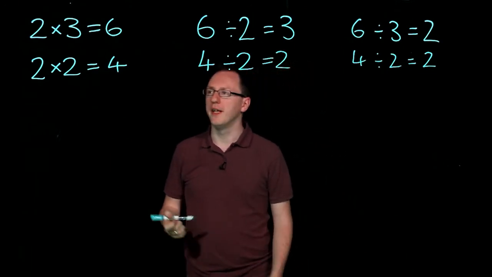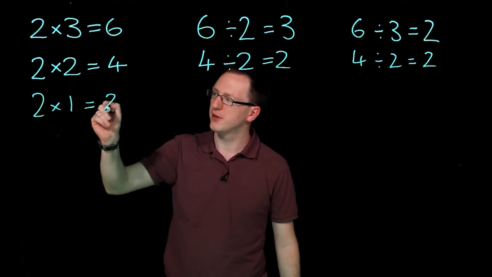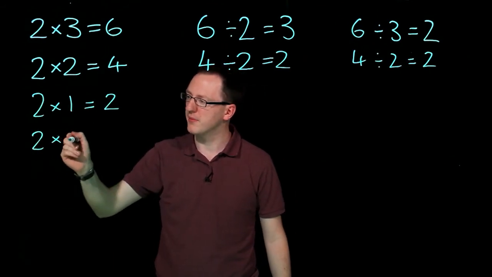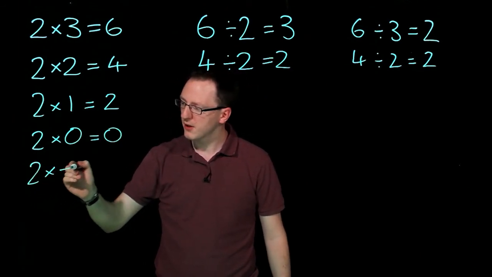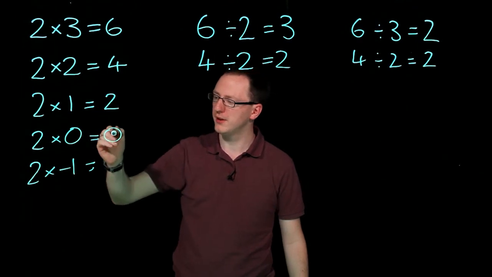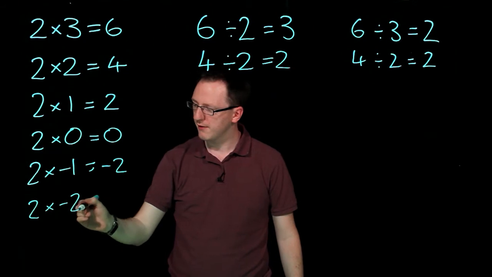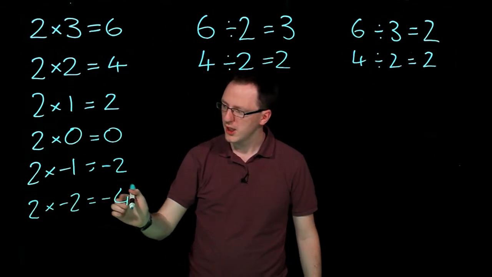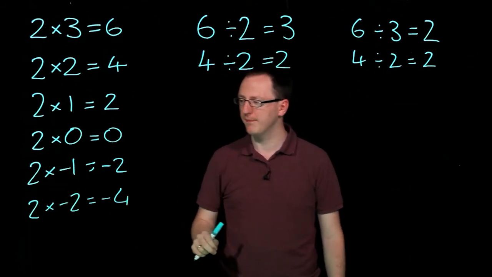Well, we've seen in other videos that if we continue this down, we've got 2 times 1 equals 2, 2 times 0 equals 0. And as we get into negatives, this pattern continues: 6, 4, 2, 0, negative 2, negative 4.